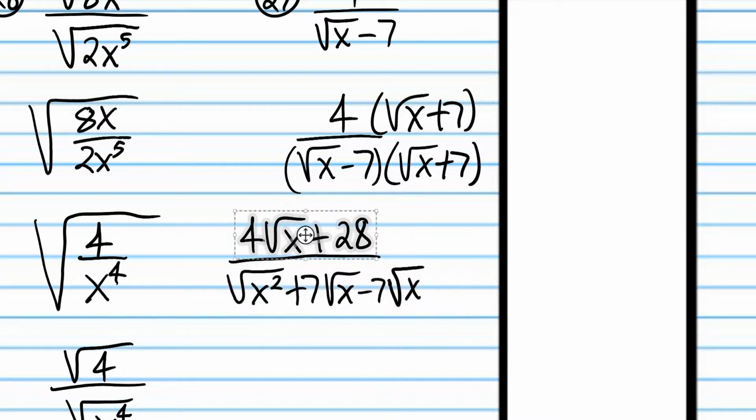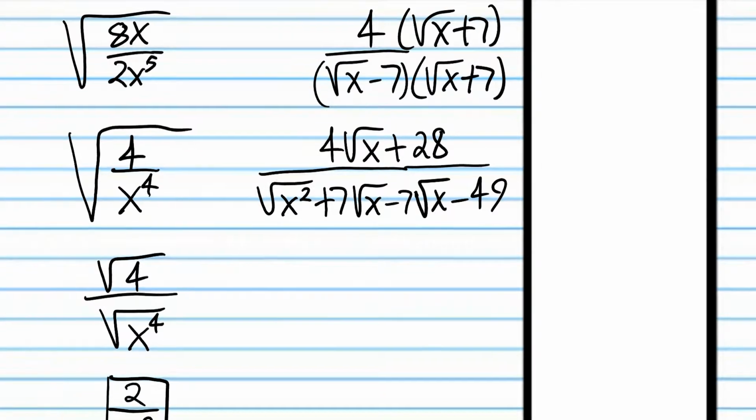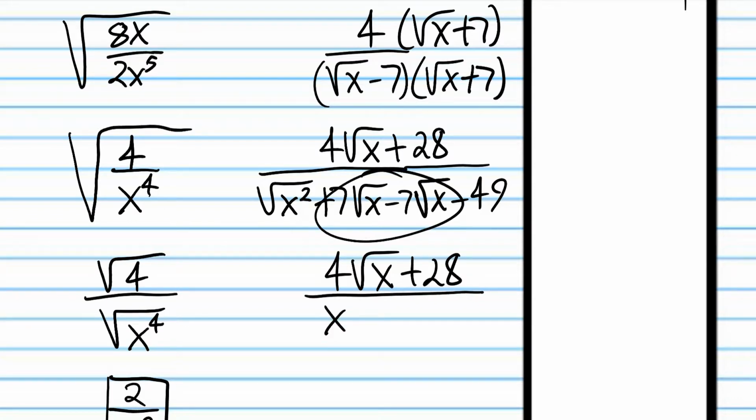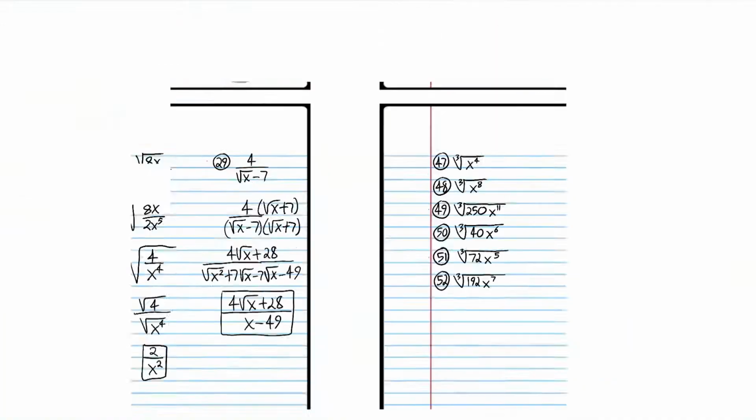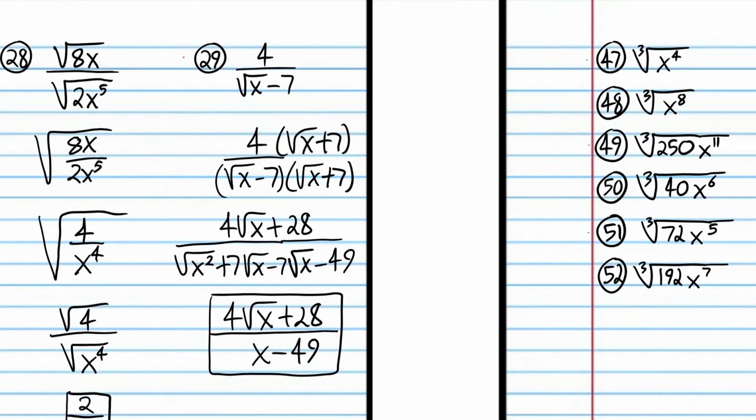So in the last term, again, we're using FOIL. The last term is going to be negative 49. So we have 4 root x plus 28 all over x. These terms cancel out, and that's why we did that. And you're left with x minus 49. So why did we do that? Well, because again, we wanted to rationalize the denominator.